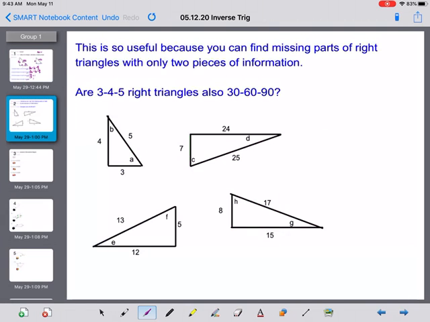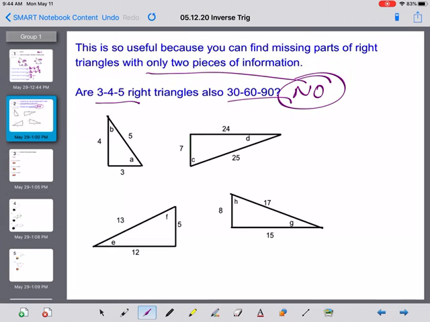So what we've been doing is useful because you can find missing parts of right triangles with only 2 pieces of information. So today we're just going to find missing angles, and then tomorrow you will find missing sides as well. Now, a lot of you had made the mistake that 3, 4, 5 right triangles were 30, 60, 90, and they're not, because they don't have the same proportion.